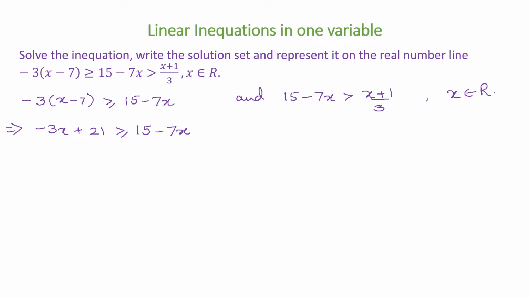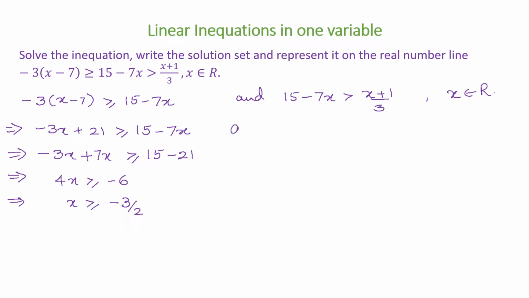Because I want my x to remain as positive, I am taking minus 7x to that side, which will become plus 7x, and minus 3x plus 7x will give me 4x. So this will be minus 3x plus 7x is greater than or equal to 15 minus 21. This implies 4x is greater than or equal to 15 minus 21, which gives me minus 6, and that implies x is greater than or equal to minus 3 by 2. Now let me deal with the second part of the inequation.